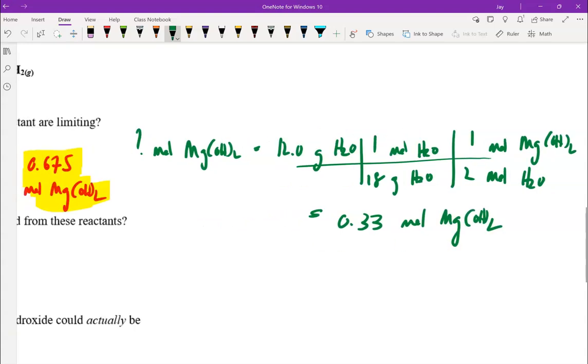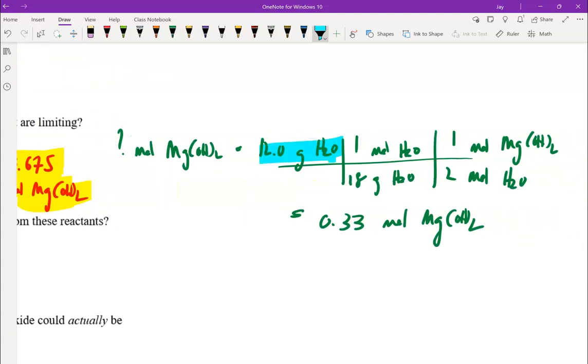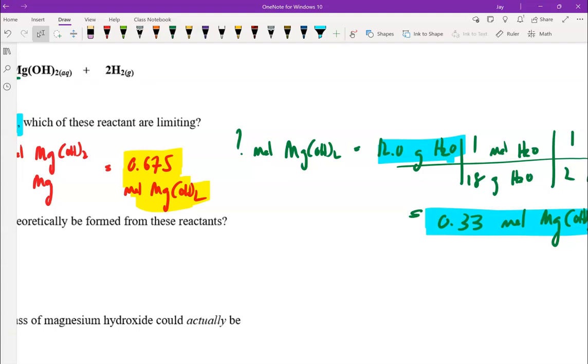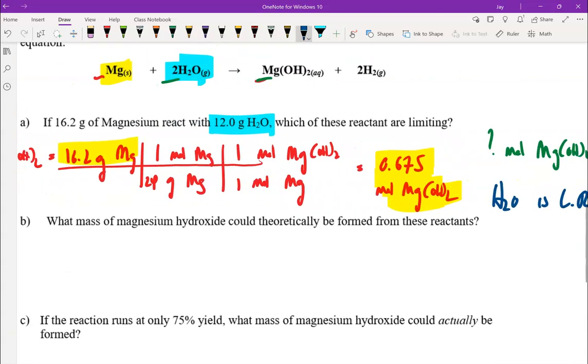Well, the magnesium allowed us to make 0.675. Apparently, this 12 grams of water is only going to allow us to make 0.33 moles of magnesium hydroxide. That means that the water is the limiting reactant. All right, 0.33 moles is all we're going to get. What mass of this is it?